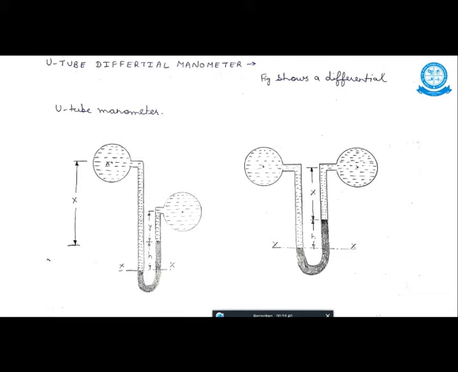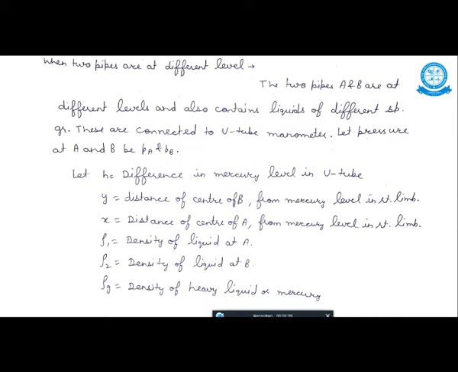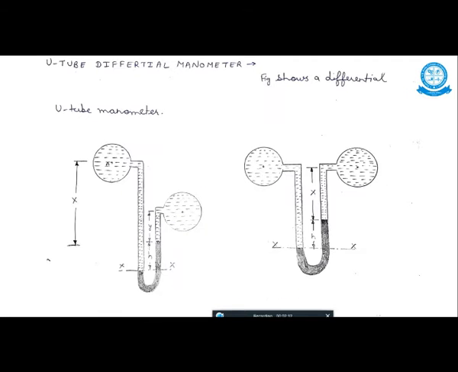Now see, this diagrammatic representation shows, these two diagrams show the U-tube differential manometer. What is the difference between the two diagrams here? In this one, point A will be on the upper side and point B on the lower side. Here both levels are at the same level. So such a difference will be there. Let's start with when the two pipes are at different levels, that is this diagram. This one is at different levels and this one is at the same level.